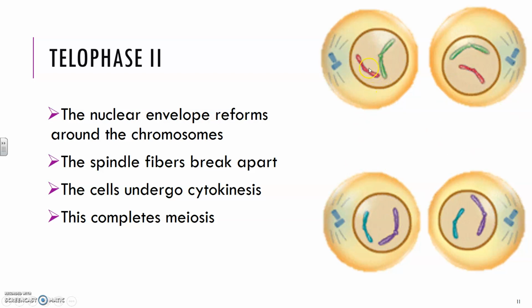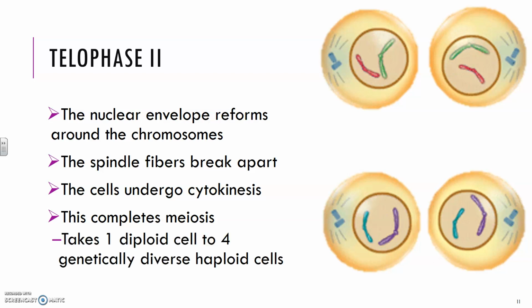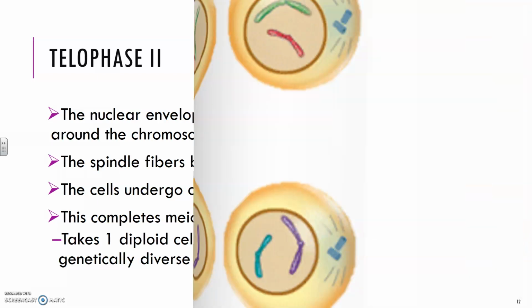You have half the number of chromosomes that you started off with in each, and each only has 1 copy of each chromosome. At the moment, it looks like these 2 cells are genetically identical and these 2 cells are genetically identical. A process called crossing over takes place that explains why they are not actually identical, but we'll get into that later. So meiosis takes 1 diploid cell through 2 rounds of division to get 4 genetically diverse haploid cells, and that is the main purpose of meiosis.